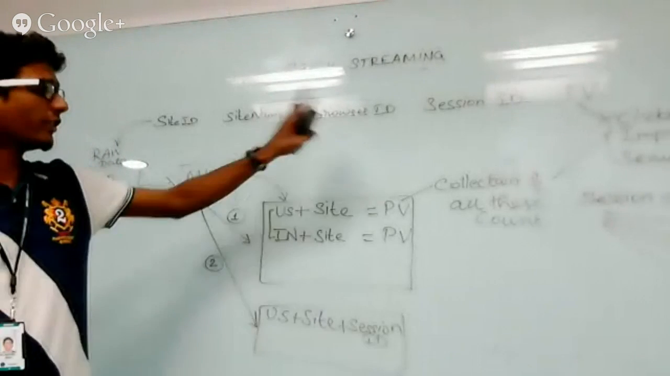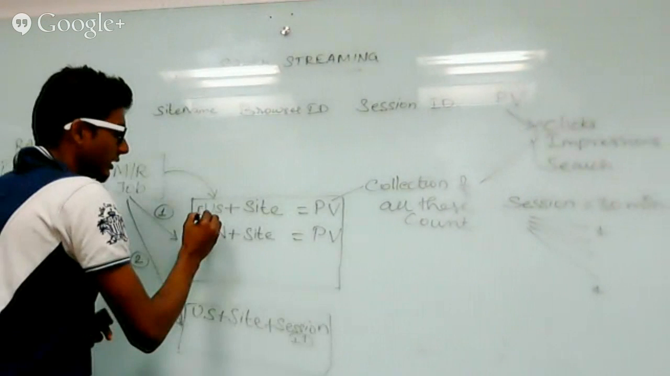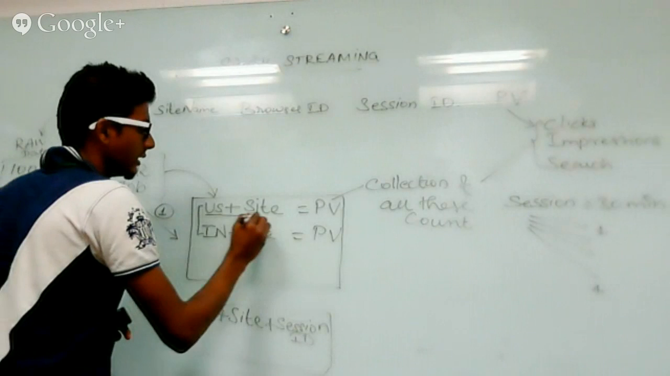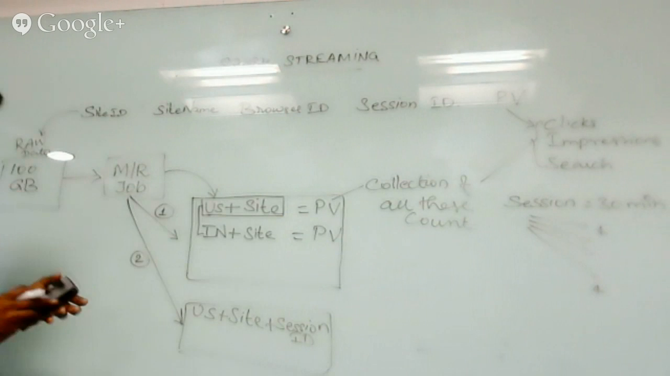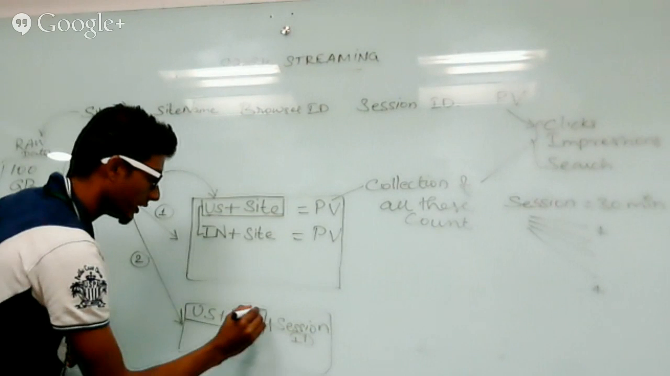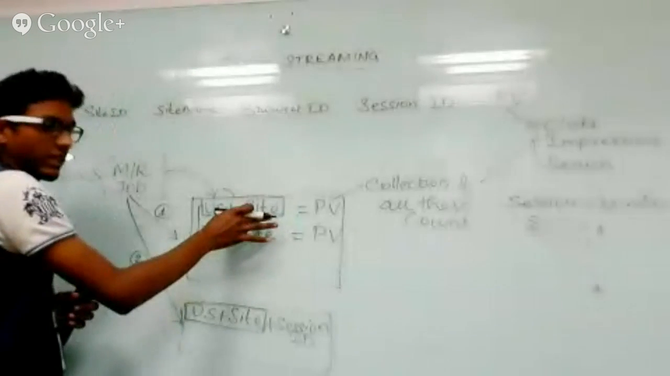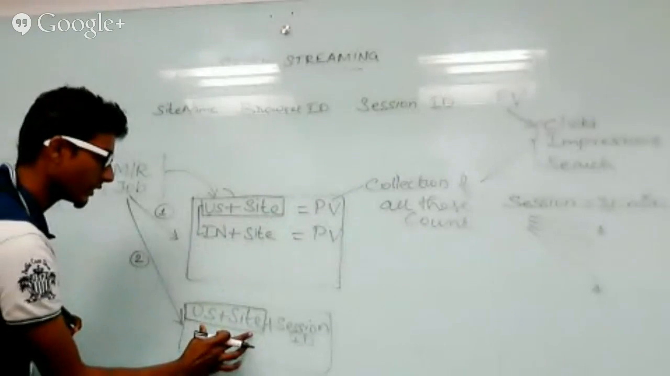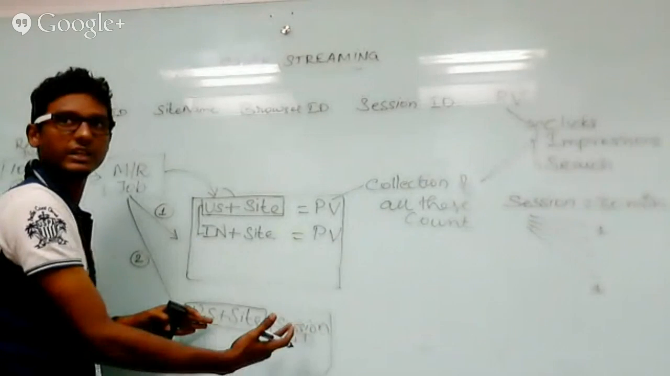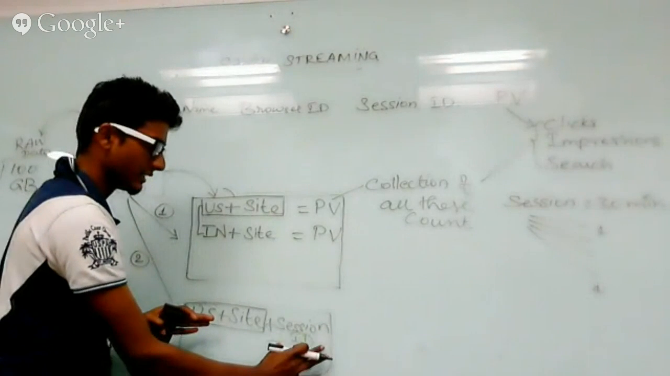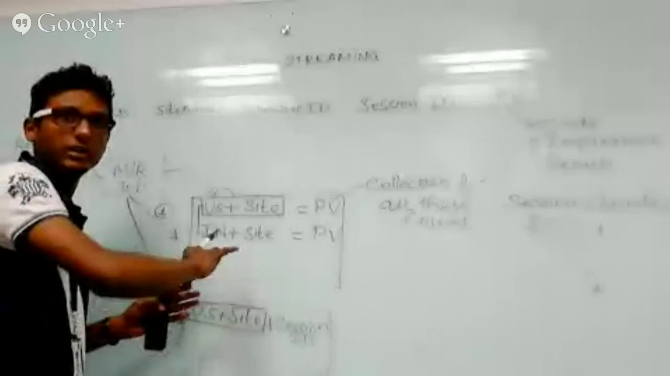When you go for Spark Streaming, the difference lies here. See, here your US plus site, this and this, both are common, right? The data present for this particular context and this particular context are the same. The only thing is you are going to do another filtration, that is, you add a session ID with that and take away the count. You just extract it.